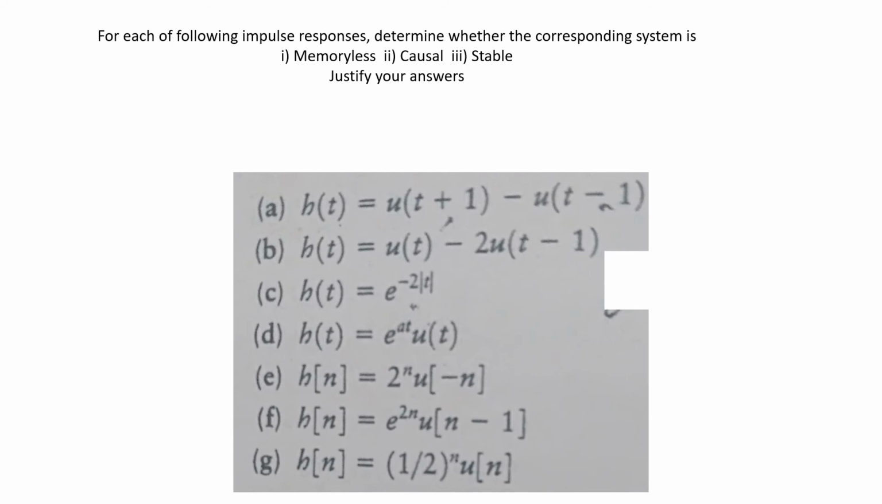Okay, so here's another group of problems. We have been given different impulse responses, and we have to find out whether the given system is memoryless, causal or stable, and we also have to justify our answers. I hope that's quite straightforward. Maybe I will do some of the problems for you, and I leave the others for you to try.